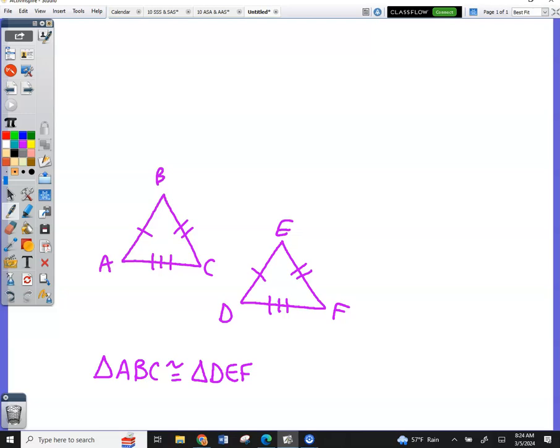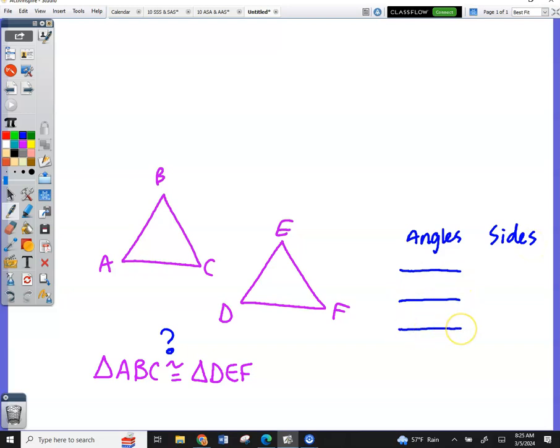If I don't know that the triangles are congruent yet, I'll put a giant question mark here. I don't know that they're congruent. I know they look alike, but I don't know for sure. If I wanted to show that they're congruent, I would have to list all the angle pairs that are congruent, and then I would have to list all the side pairs that are congruent. I'd have to check every single one of them.